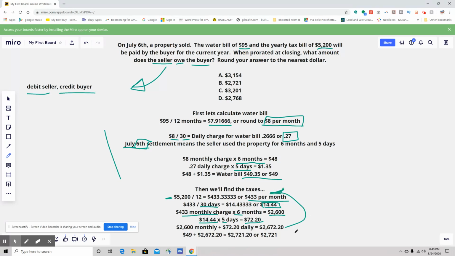And then the very last step, we add it all together. We add our 49 plus our 2,672.20, which should yield an answer of $2,721.20. Knock off the 20 cents because we are rounding to the nearest dollar. The closest dollar to us is $2,721. The answer is B.